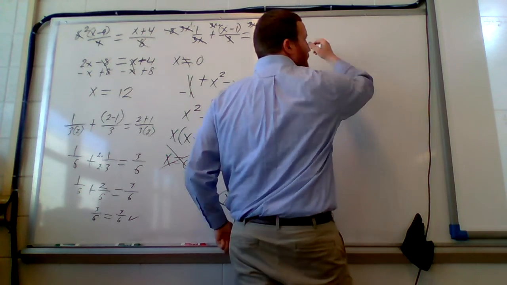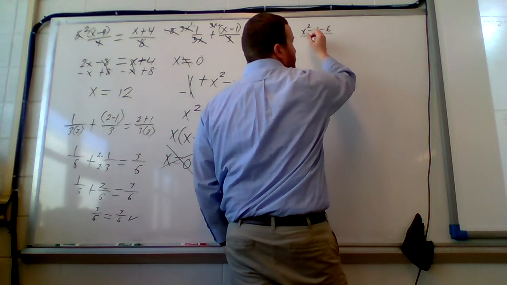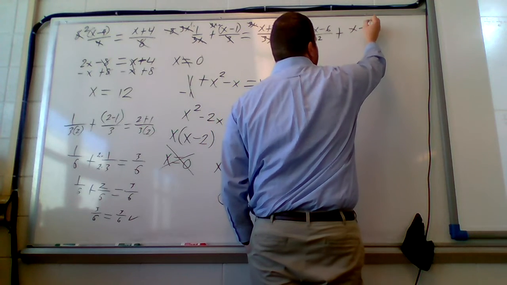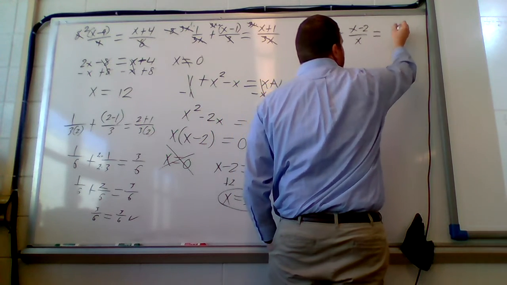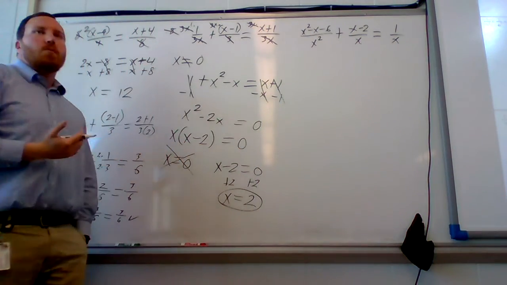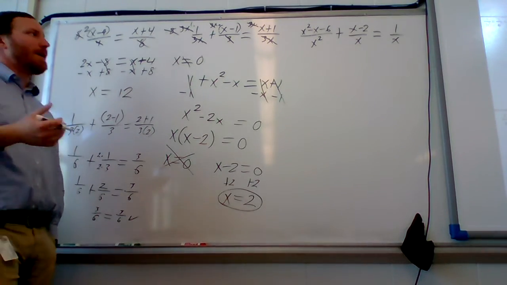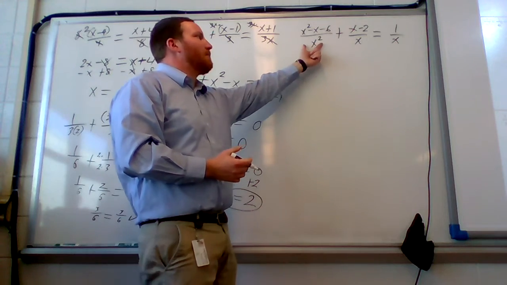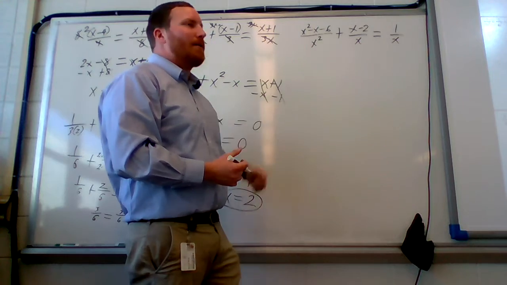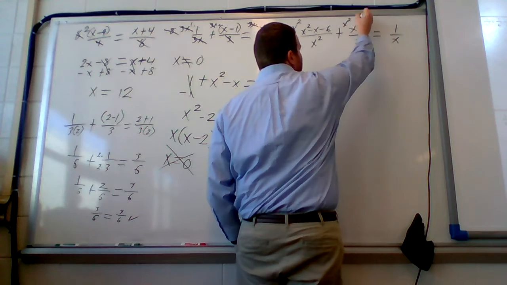We've got (x squared minus x minus 6) over x squared plus (x minus 2) over x equals 1 over x. So in this case, what is our least common denominator? X squared, right? It has to be at least the biggest one. X squared is the biggest one. We can turn x's into an x squared by multiplying by x. So what I'm going to do is multiply everything by x squared.